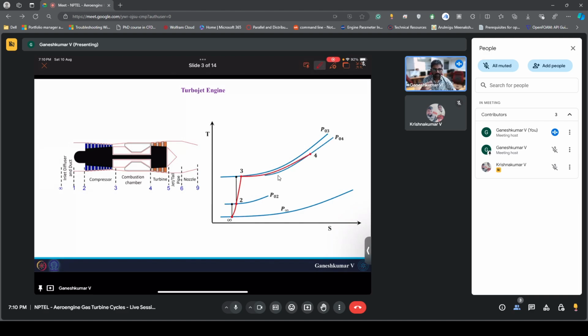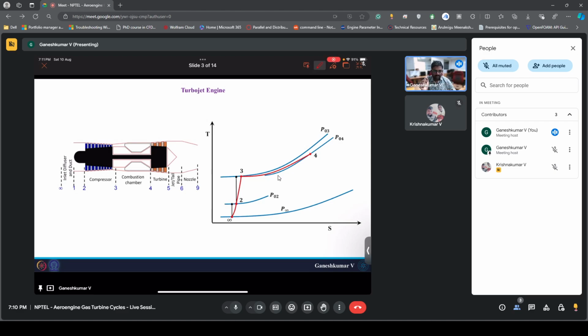In the combustion chamber, we are adding the fuel, so ideally it should be a constant pressure heat addition, but because of various reasons losses can happen, so P03 will not be equal to P04. So 3 to 4 is the combustion chamber, and during this process pressure will almost remain constant, or in fact will be slightly dropping because of losses. But this T4 will be the highest temperature that you will reach in your turbine. So in your entire gas turbine engine, the highest pressure will be at the compressor exit, and the highest temperature will be at the turbine inlet.